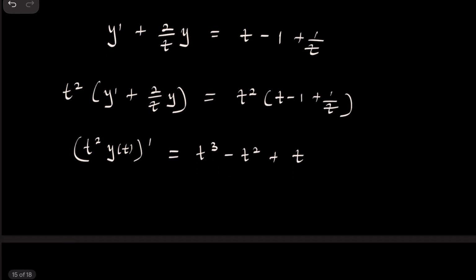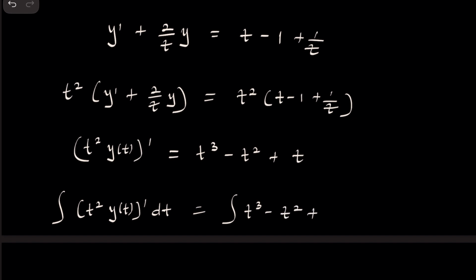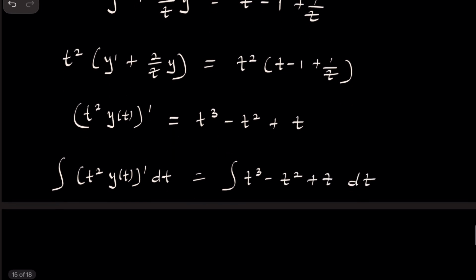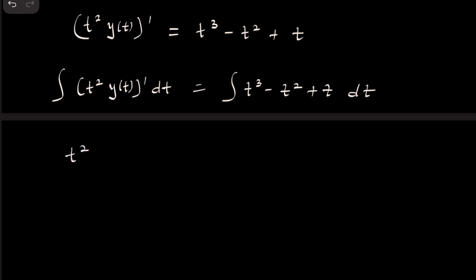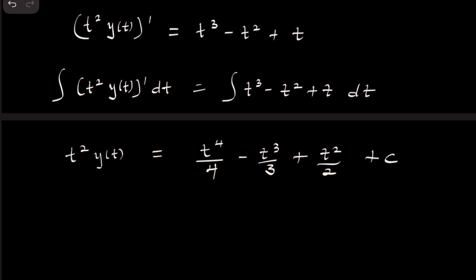So we have to integrate both sides. So that's going to be the integral of (t² y(t))' dt is equal to the integral of t³ − t² + t dt. Thus we are going to have t² y(t) equal to t⁴/4 − t³/3 + t²/2 plus a constant c.